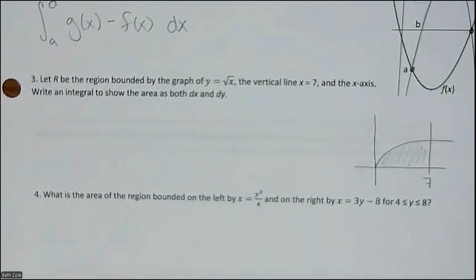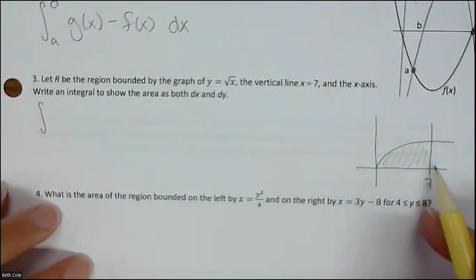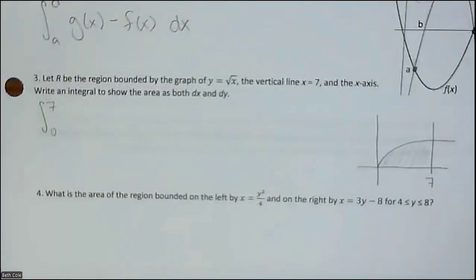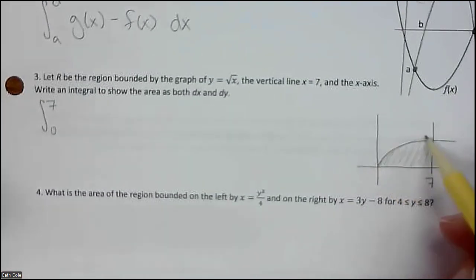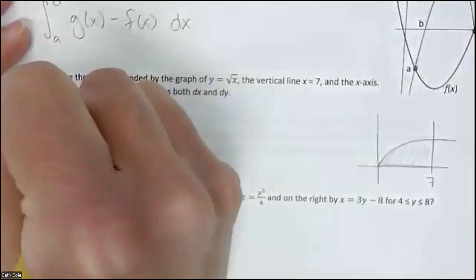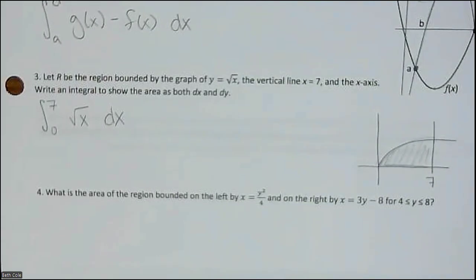Let's do dx first. That's for sure going to be the easier one. Your integral would go from where to where? Yeah, so 0 to 7. Upper minus lower. Well, the upper graph is square root of x. The lower one is 0. So it's just square root of x dx. Again, nothing squared. There's no pi. It's not revolution. It's just areas, upper minus lower.